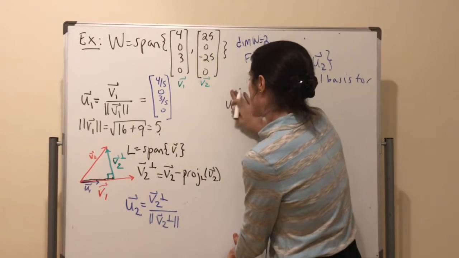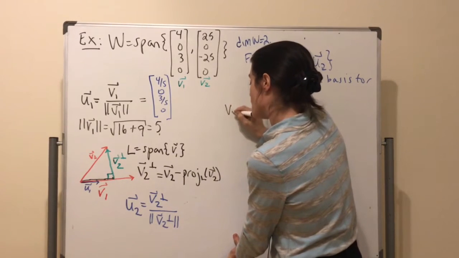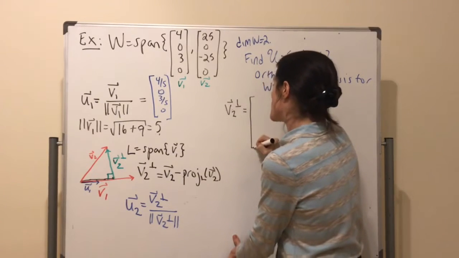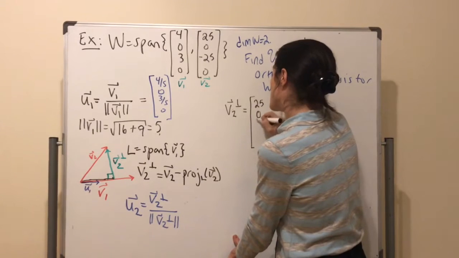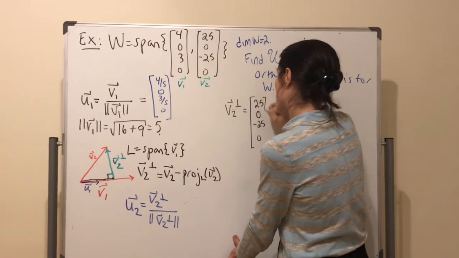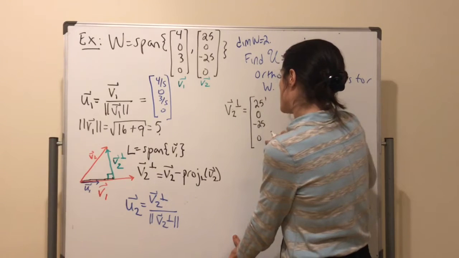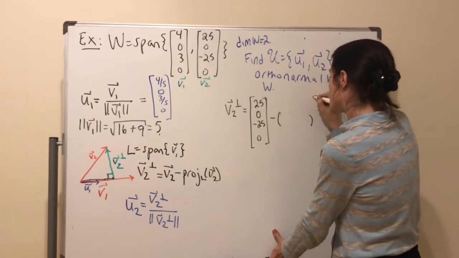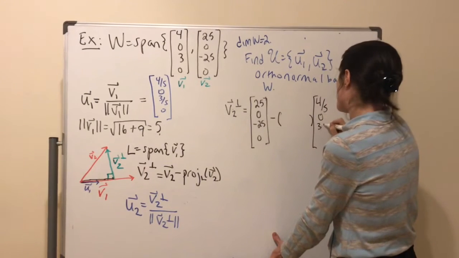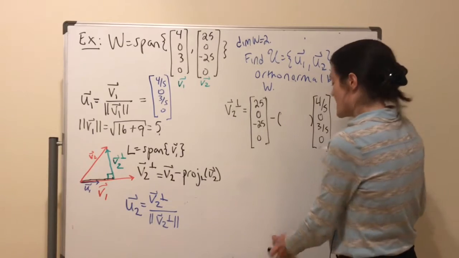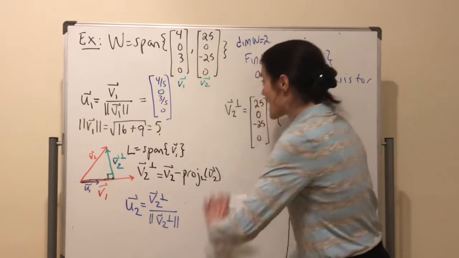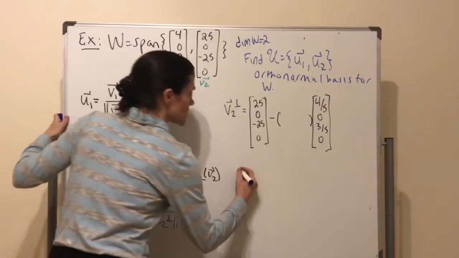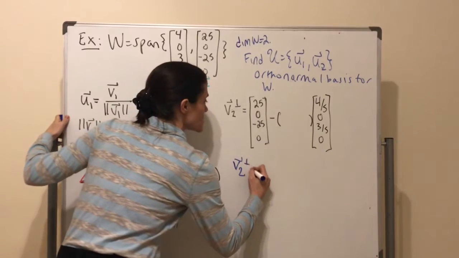Okay, so I won't start with U2. We have V2's orthogonal component, where V2 itself is (25, 0, -25, 0). And then we subtract, well, this is going to be a dot product. I'll write it underneath. Before I finish this, let me remind us of what the formula is for this. We see it here, but I will include it with the formula for the projection.